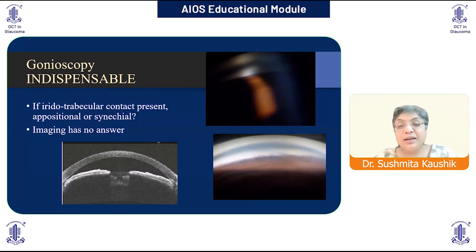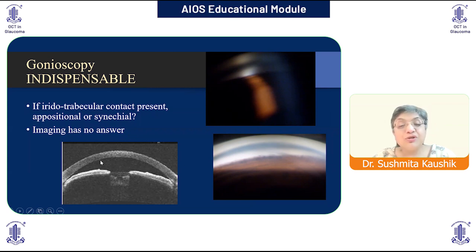It's indispensable if iridocorneal contact is present. Now, is it appositional or synechial? There's no way this AS-OCT is going to tell you that. And yet all you need to do is a bit of indentation gonioscopy. So this was the angle without indentation, and this is with indentation. So this is an appositional closure, which tells me that all I need to do is maybe a peripheral iridotomy, and this PSE might reverse or might be normal.